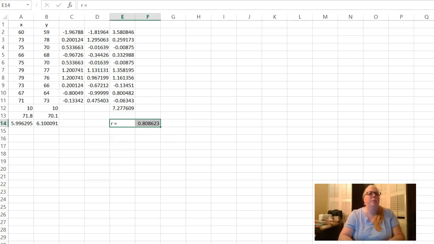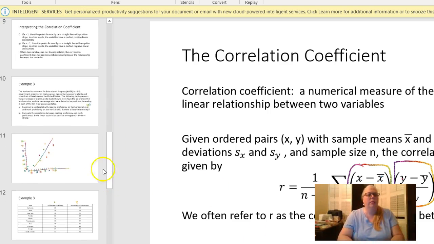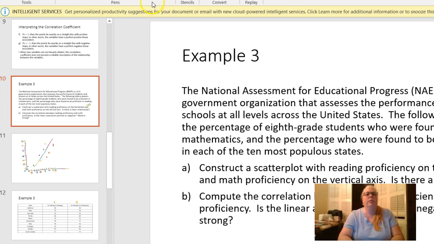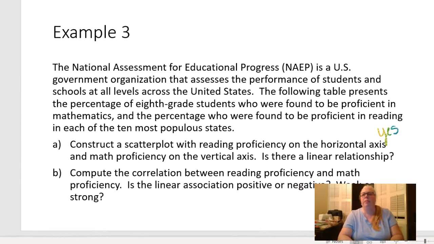This is what they were asking me to calculate, the correlation coefficient, and it is 0.808623. Now, normally we just round this to 3 decimal places, so we could call this 0.809. Okay. All right, so now the answer to part B.